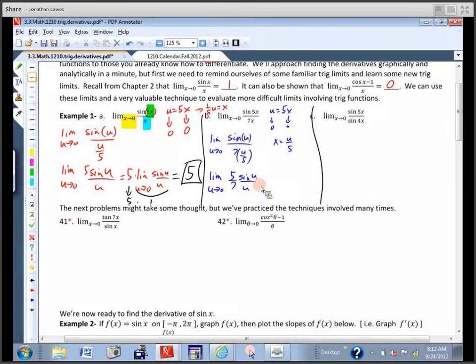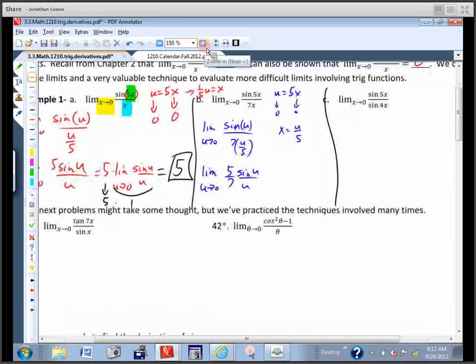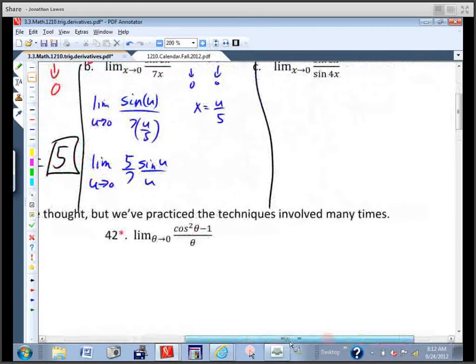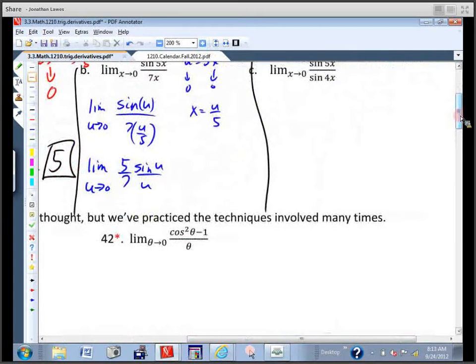And notice the way I wrote that? Kind of a convenient way to write it, because then you can see what the constant is. And let's just talk about in the limit, this doesn't change at all. So that's going to be 5/7. What does this turn into? A 1. So what's my answer? 5/7. It's that simple. Okay, are there any questions?